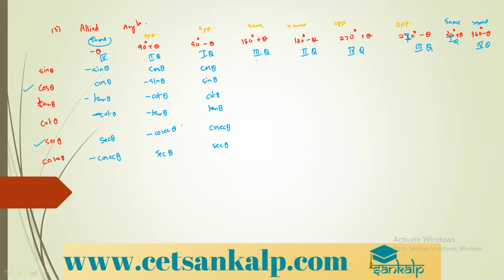Next in third quadrant, same. And tan and cot are positive, same and positive. Tan theta, cot theta. Remaining all are same and negative. Minus sine theta, minus cos theta, minus secant theta, minus cosecant theta.